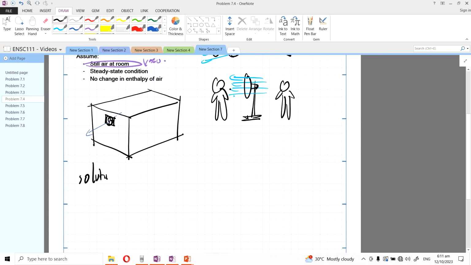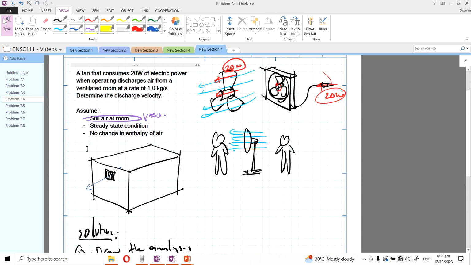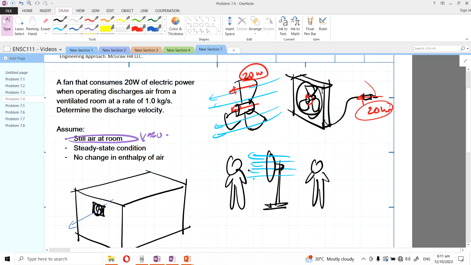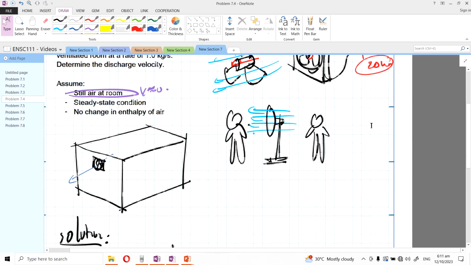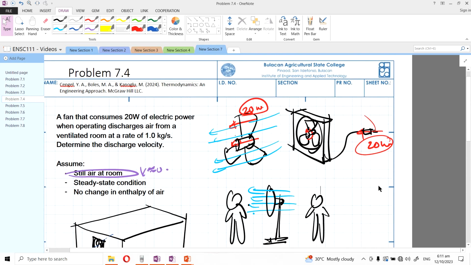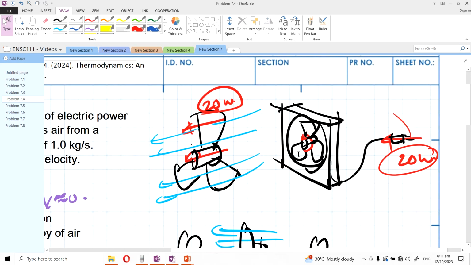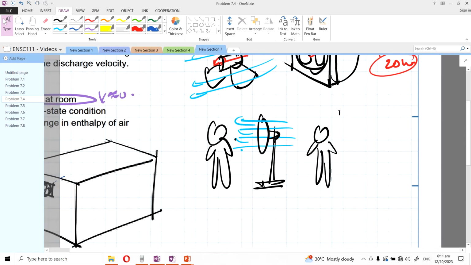So for the solution, first let's draw the analysis. First is select the system. What is the system? Is it the air or is it the device? Actually, I have tried computing using the air or using the device, and I arrived at the same answer. Now I think the best approach would be to use the fan as our system, right?